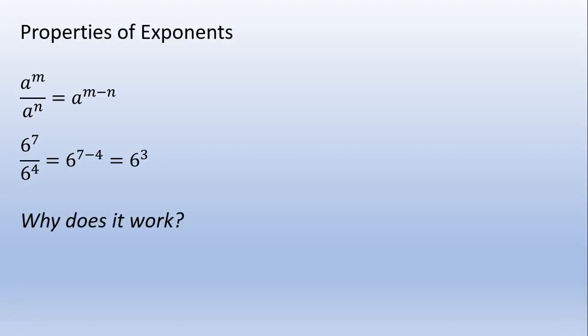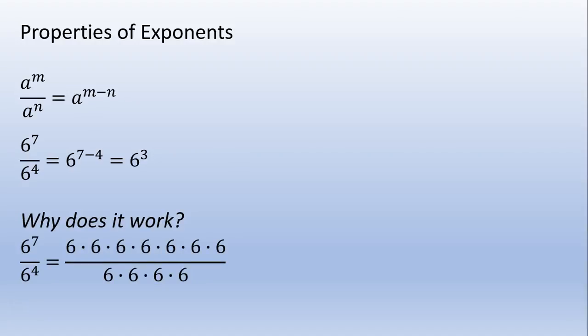Now this works because if we think about the expanded form of both 6 to the 7th and 6 to the 4th, you can see that we have some common factors in the numerator and denominator of the fraction. So we could cancel out those common factors. We're really just finding factors of 1 in our fraction. And that would leave us with 6 times 6 times 6, which is 6 to the 3rd power.